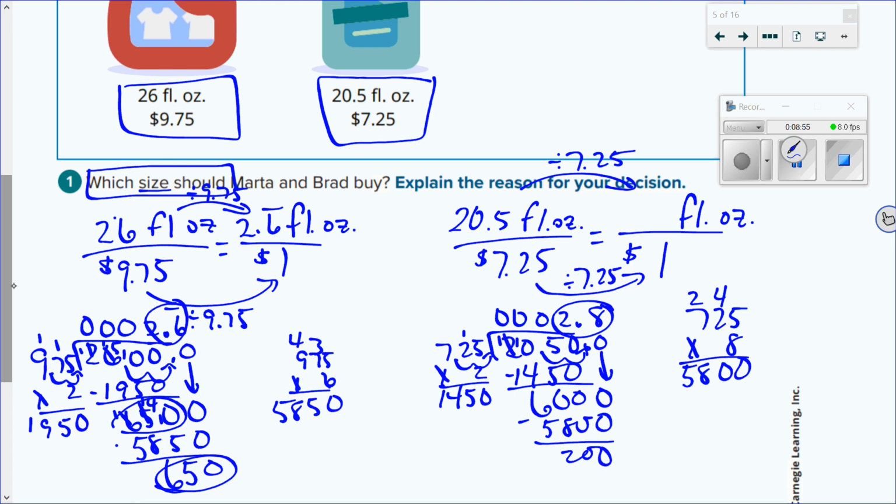Do I need to go any further to know which one I'm getting a better deal on? No. So I can stop. Which one should he buy? The one where I get 2.6 fluid ounces or 2.8 fluid ounces? 2.8. Now, quick question. Could I have done this the other way? Could I have figured out how much 1 fluid ounce costs?